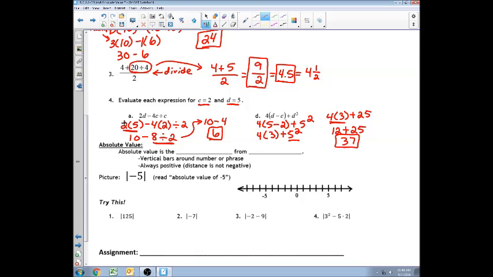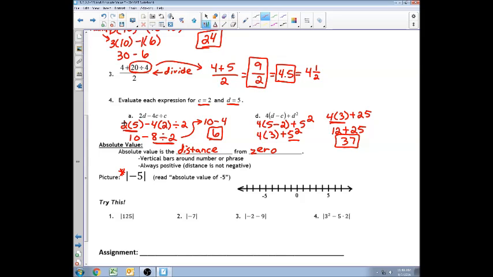Last thing we're going to look at today is absolute value. Absolute value is the distance a number is from 0 on a number line. There are vertical bars around the number or phrase. It looks like this right here. It's always positive because it's a distance. A distance cannot be negative.